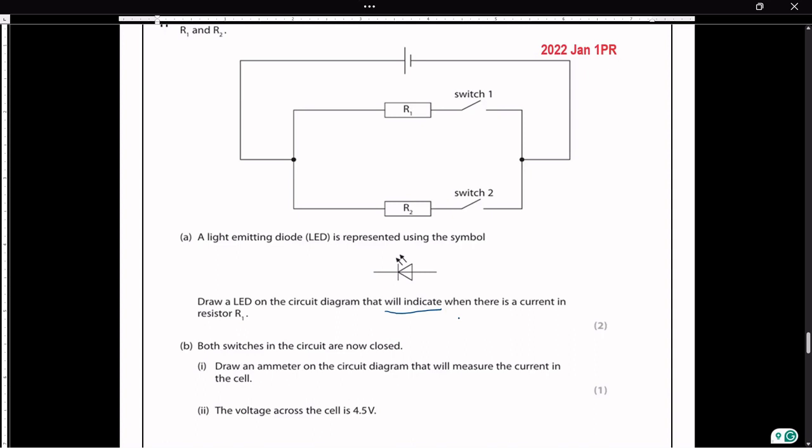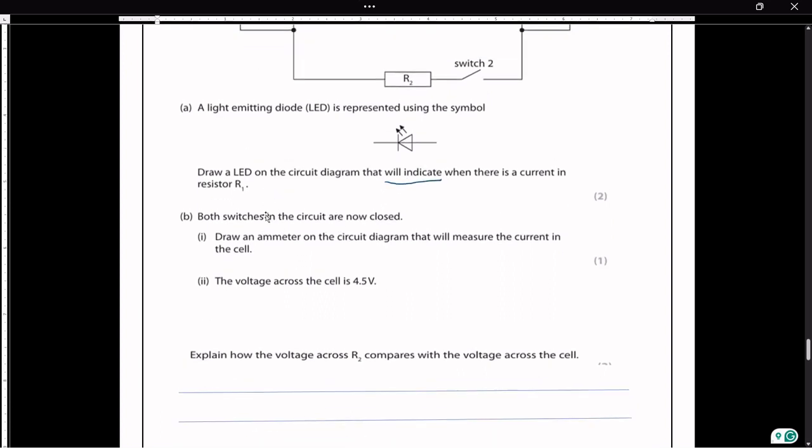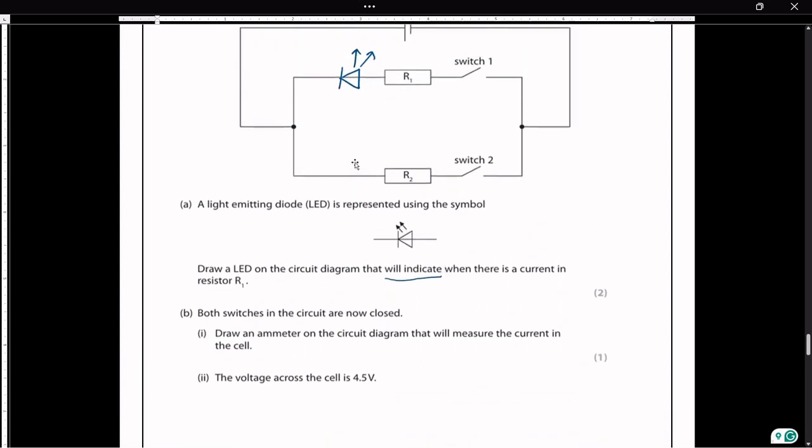So we want to use this LED as an indicator in branch R1. This is R1. To know whether there is a current, if we are connecting an LED, the LED must be connected in series to branch R1, the first branch. So this shows that it is emitting light, the light emitting diode. Draw an LED on the circuit diagram that will indicate when there is a current in the resistor R1. So this is the position of the LED.